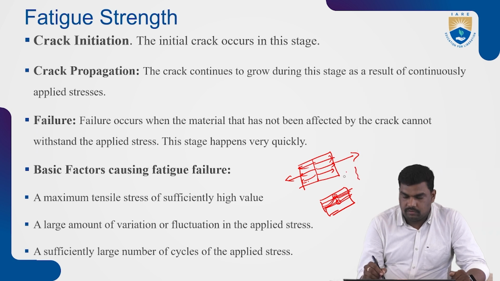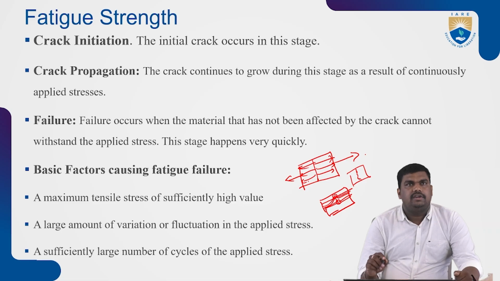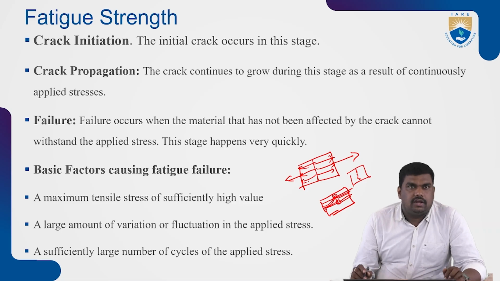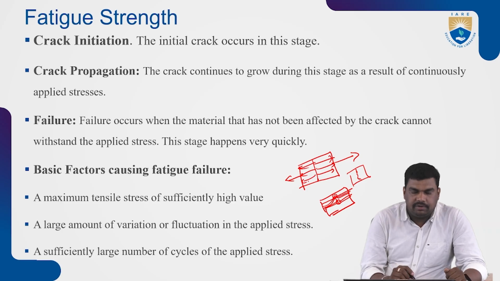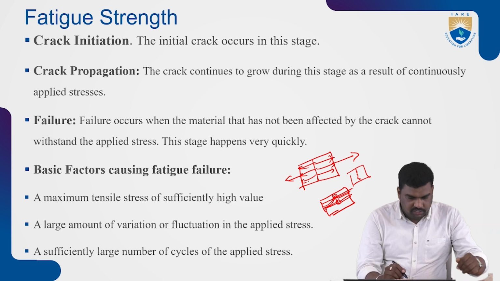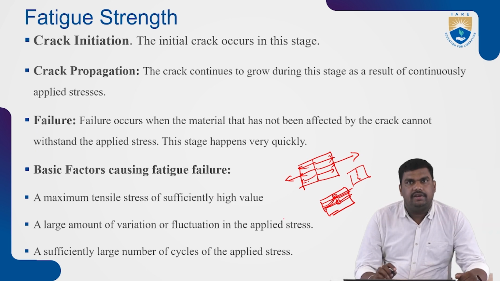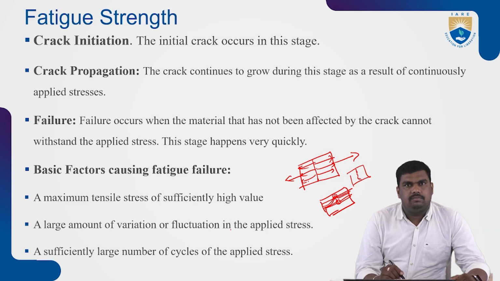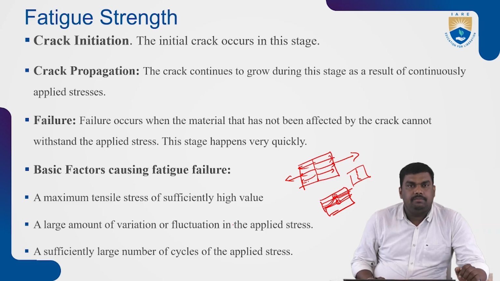Due to the stress concentration, the crack will propagate further. Then the third stage leads to failure. That is your general mechanism: crack initiation, crack propagation, and failure. The failure stage occurs very quickly. Once the crack propagates, the failure occurs immediately. The basic factors causing fatigue failure are a maximum tensile stress of sufficiently high value, a large amount of variation or fluctuation in the applied stress, and a sufficiently large number of cycles of the applied stress. These are the basic factors.